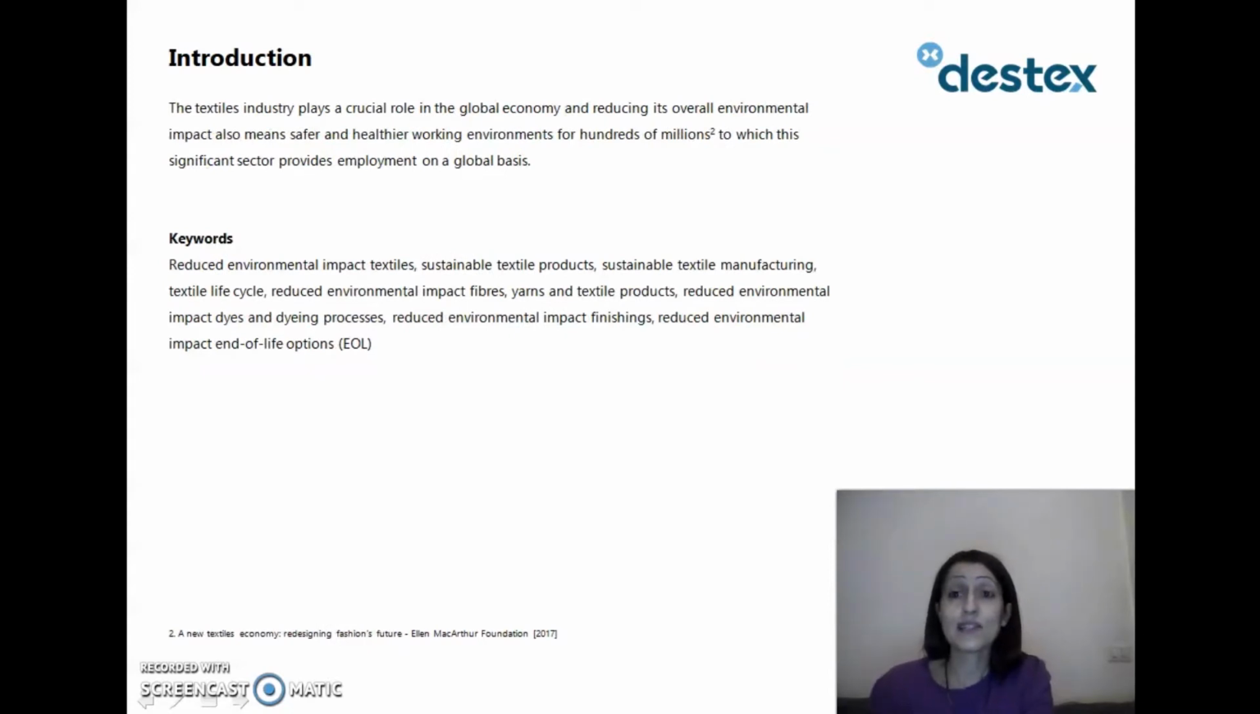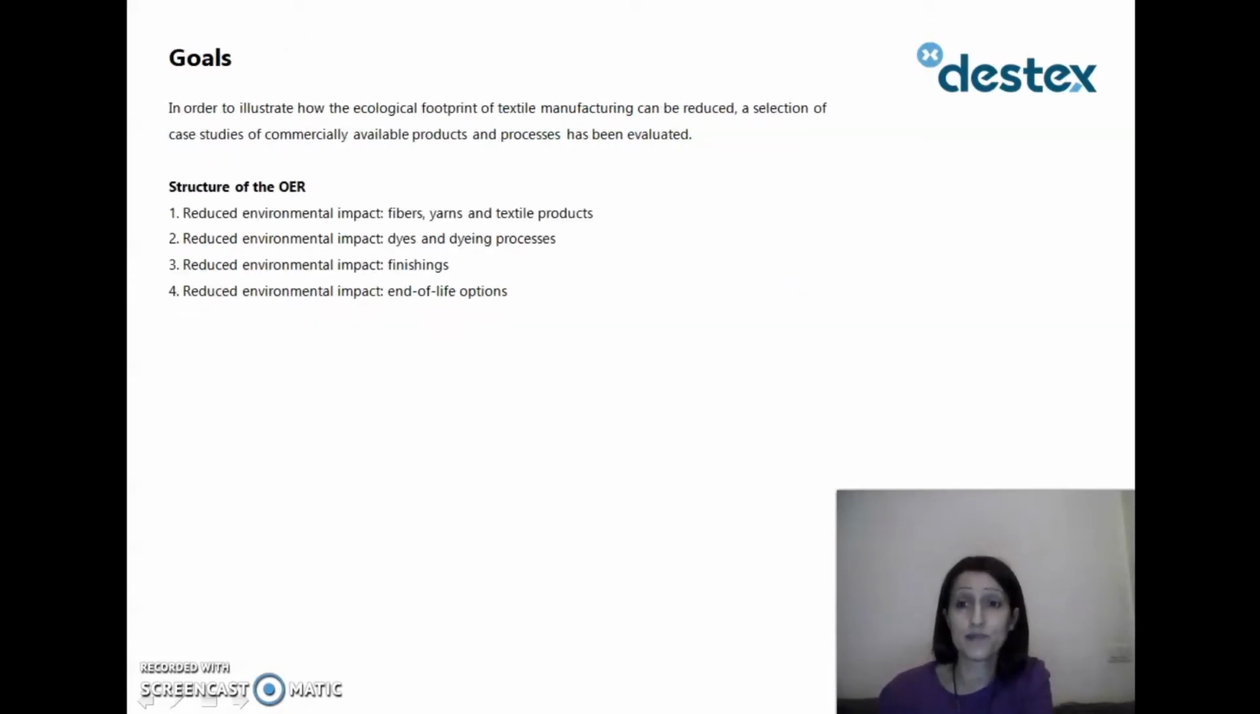The textile industry plays a crucial role in the global economy, and reducing its overall environmental impact also means safer and healthier working environments for hundreds of millions to which the significant sector provides employment on a global basis.